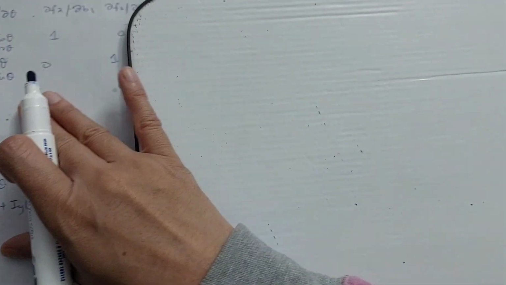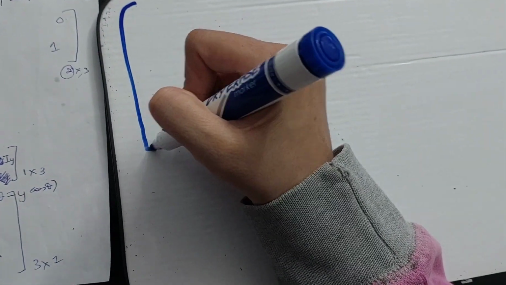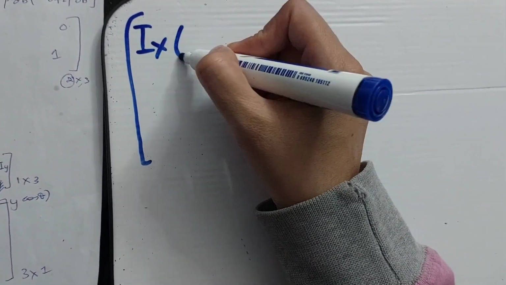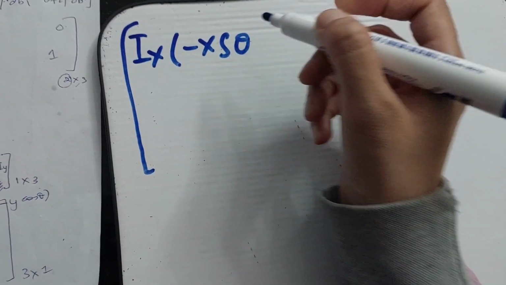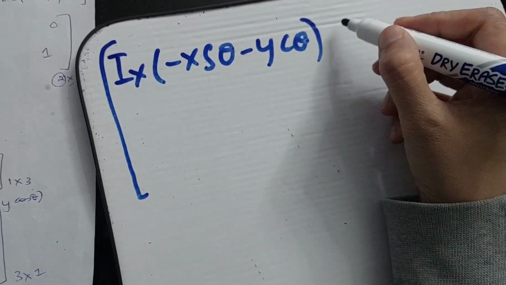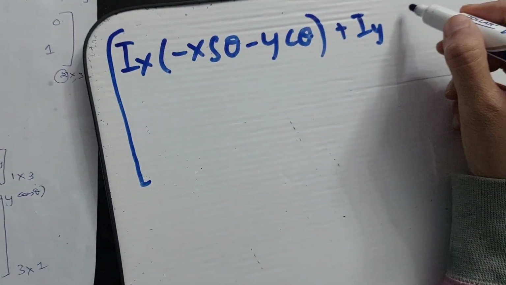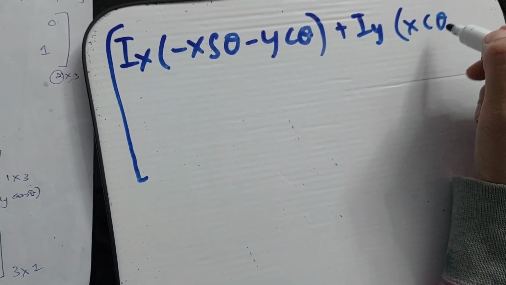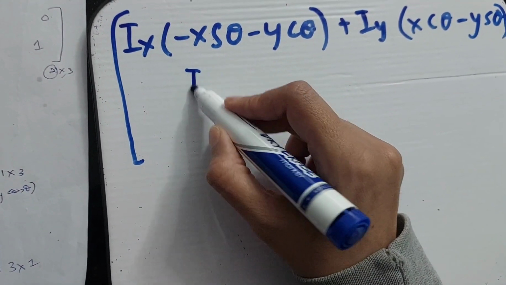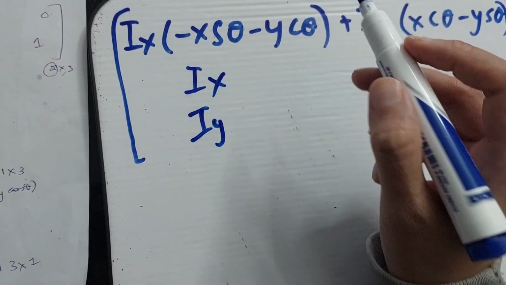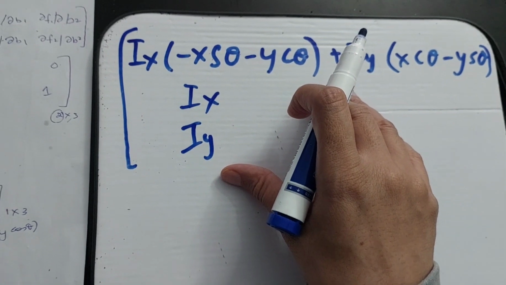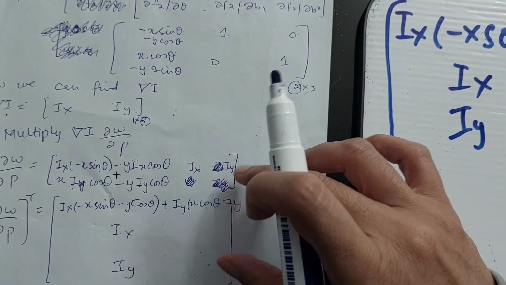So first of all, we have this transpose, which has I of x minus x sine theta minus y cos theta, with I of y with x cos theta and minus y sine theta. This is the first term, the second term is Ix, and the third term is Iy. Okay, so this transpose is going to be multiplied with this vector.